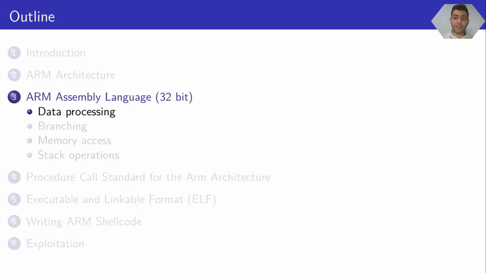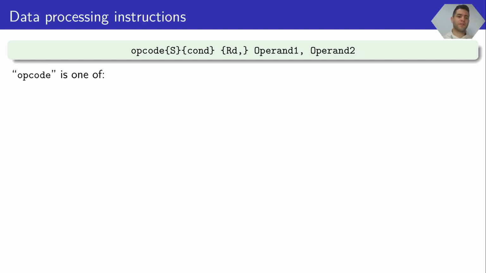Data processing instructions. So first of all, let's learn how to read this notation that is directly taken from the official ARM documentation. Here we have the opcode, that's the operation, and then among the curly brackets we have the optional things. We will see this in more detail in the next slide. And then we have two mandatory operands.